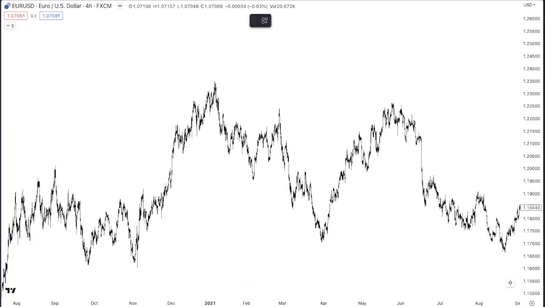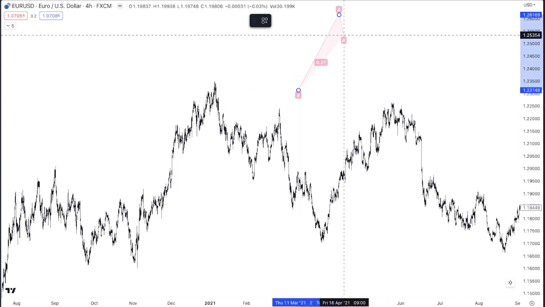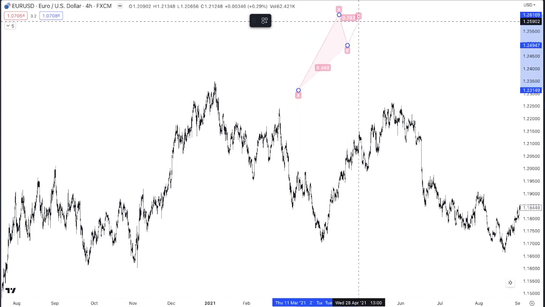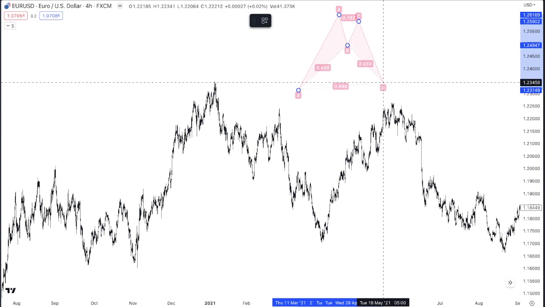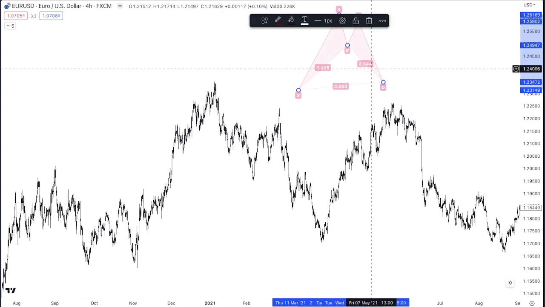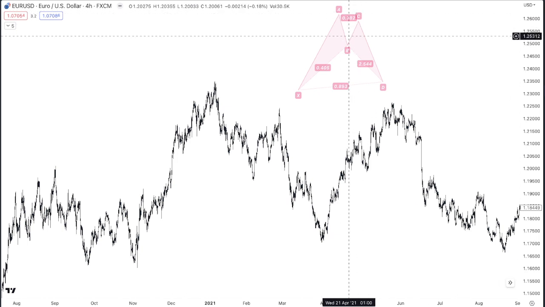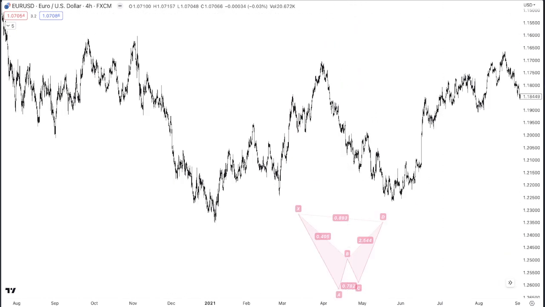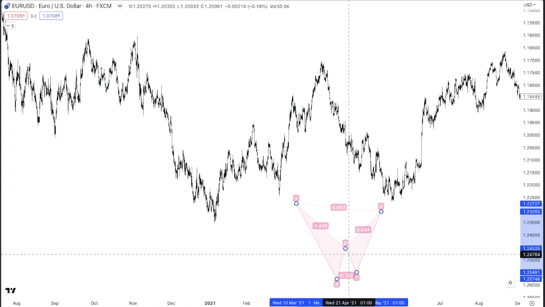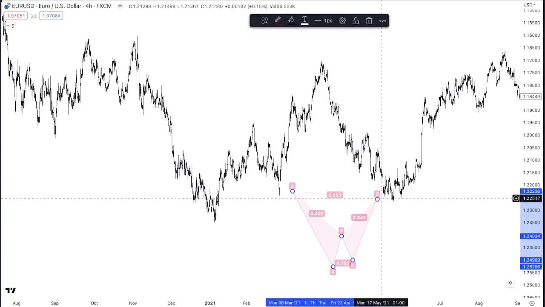So again, the XABCD harmonic, which I'll just show how you would mark it up randomly on another harmonic. So imagine this would be like your BAT, your 886. Your C is always going to be lower than the A, and vice versa. If it's a bearish harmonic, the C is going to be higher than your A. And then that would be your PCZ.